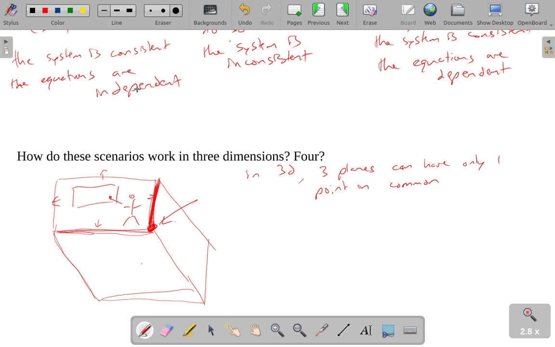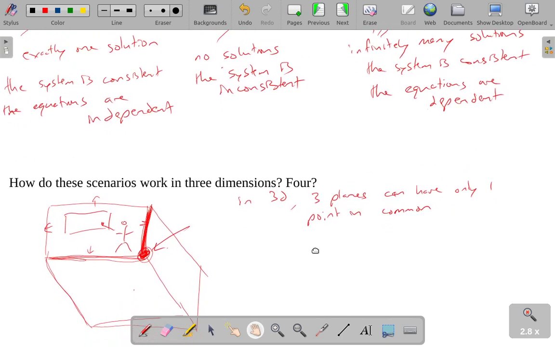This would be the situation similar to what we had up here, where we had the system being consistent. So if we have three planes, namely the front wall, the side wall, and the floor, then we could get those three planes intersecting in a single point. And this would end up being three equations. Each of these planes is its own equation. That's kind of how it ends up working in 3 dimensions. Those equations give you planes.